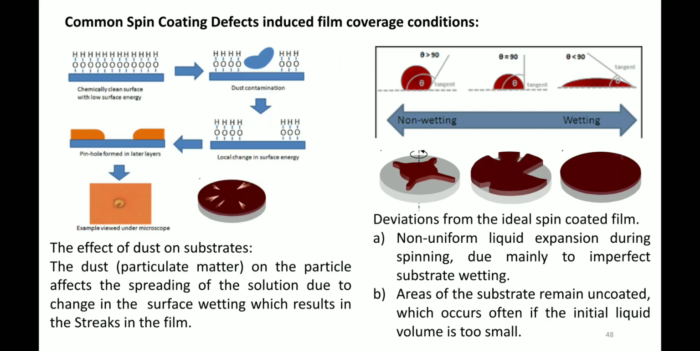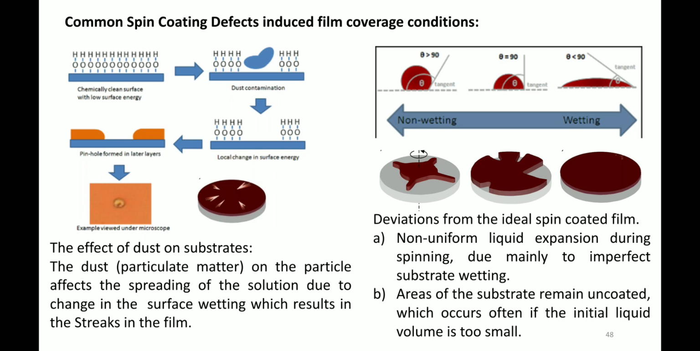As far as the substrate is concerned, there are some important points that you have to take care of. Common spin coating defects induce film coverage conditions. Most of the time when you go into the lab and try to make a good quality thin film with spin coating, you realize that there are some points where no deposition has happened, or there is uneven deposition, or sometimes the deposition is not homogeneous, in the sense that it has not covered the full area of the substrate. If it happens, what are the parameters affecting this and making these types of thin films?